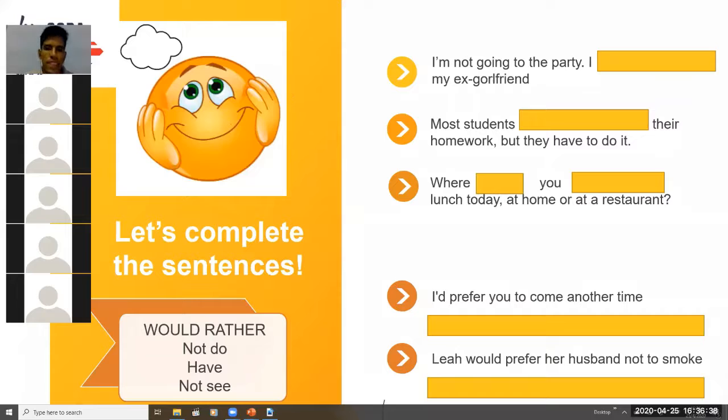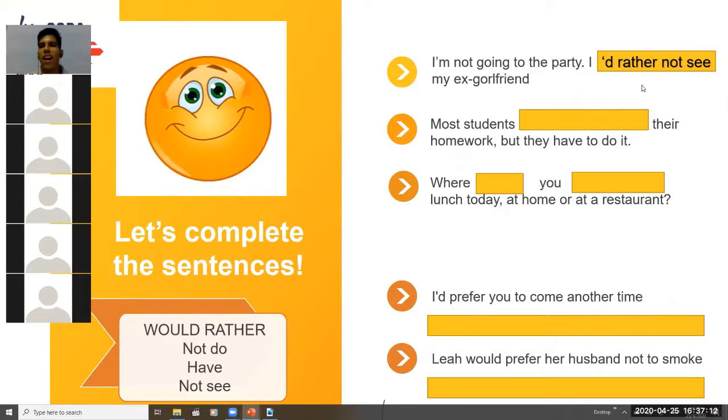Okay, so let's start with the first one. Any volunteers? I have a typing error. It should be my ex-girlfriend. So I have a typing error there. Sorry about that. Any volunteers? Anyway, I'm gonna read it. I'm not going to the party. I would rather not see my ex-girlfriend. Excellent. I would rather not see, or we can use the contraction, I'd rather not see. Thank you so much. Any volunteers for the second one?